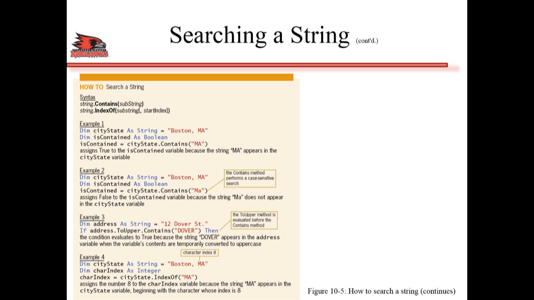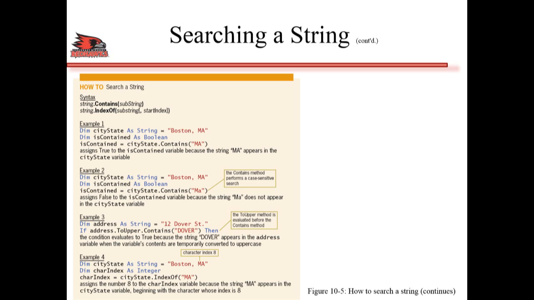Now if we had a substring with capital M and lowercase a, then it won't return true because it's case sensitive. So in these kinds of cases, it's generally a good idea to have a substring of uppercase letters and convert the string you're looking at to uppercase. So it would have helped if it was cityState.toUpperCase().contains, and within quotes uppercase M, uppercase A.